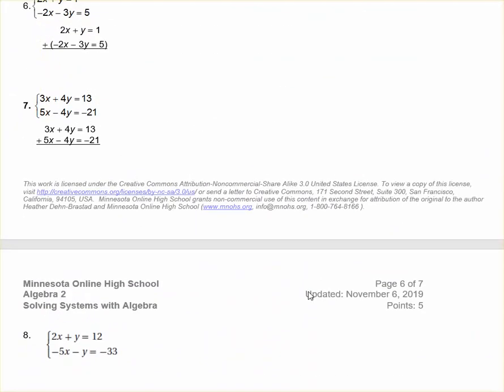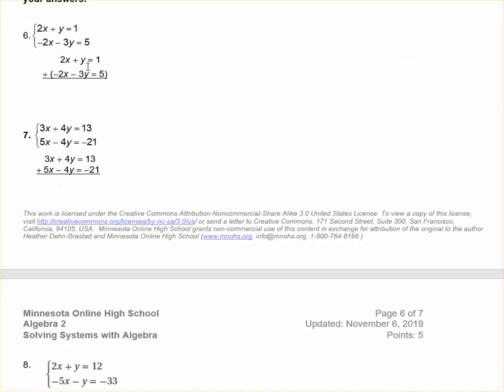All right, so let's pick one of these. Number 6 is started for you. They already added, all they did was write the plus sign. So they showed that you're going to add these together, and 2x plus negative 2x is 0. 1y plus minus 3y is negative 2y, or 1y minus 3y. And then we have 1 plus 5 is 6. So you're almost done solving for y already. So you'll find what y is equal to, and then you still have to find out what x is equal to by taking your value of y and plugging it back into one of your equations.